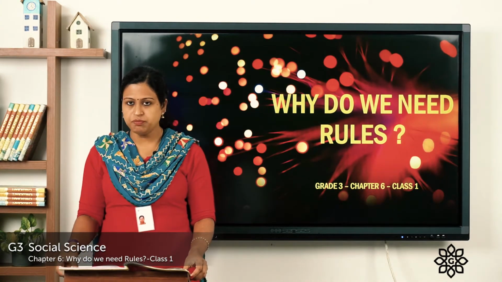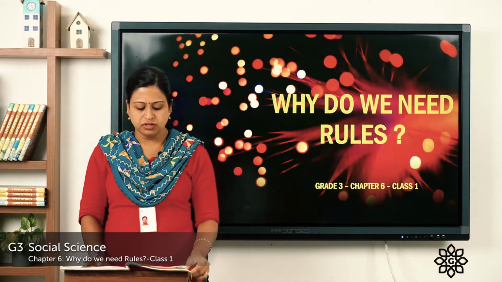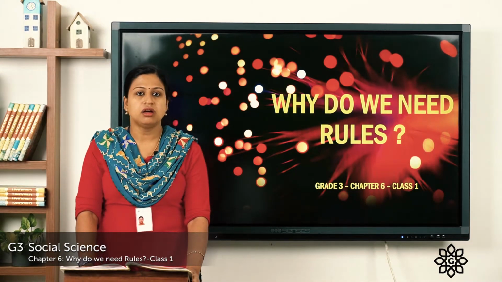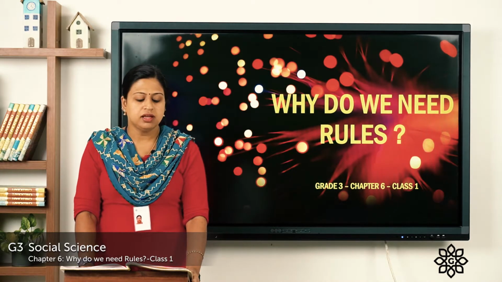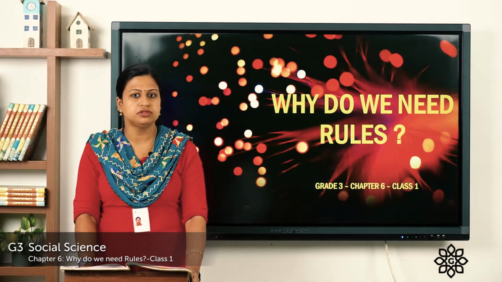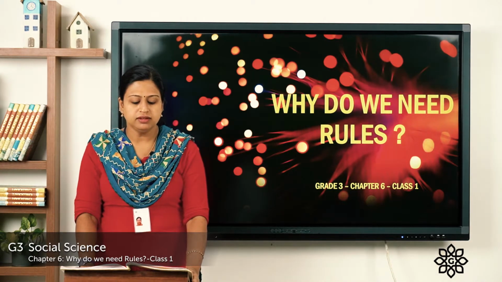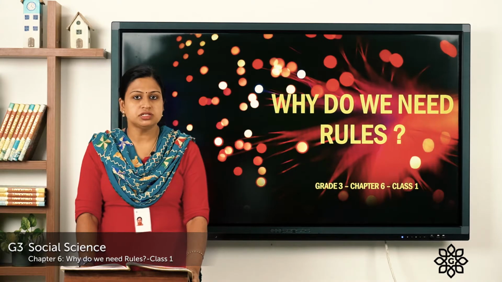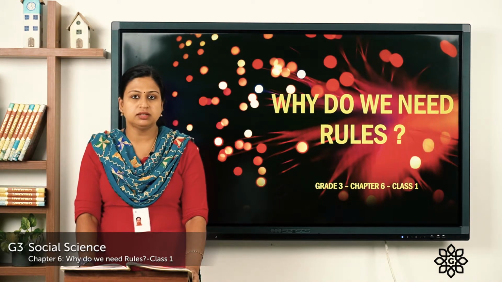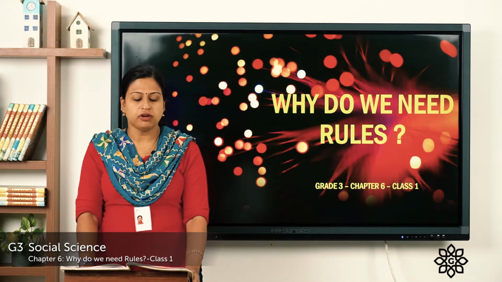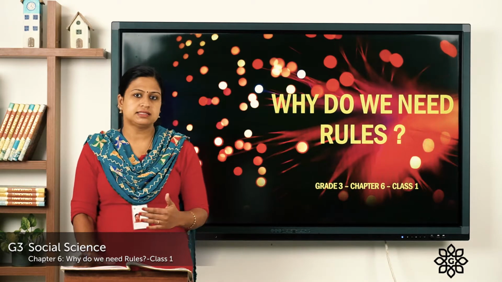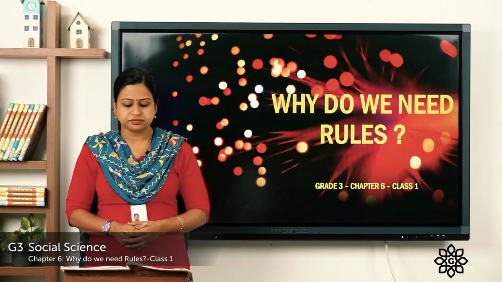Now let's move to page number 42. Here you can see a small flow chart. The heading is rules. Next one, at home. Parents make rules for everyone to follow. Then in school, the teachers make rules that all students must follow. The third one is rules for a country are called laws. So we will discuss these things in detail.